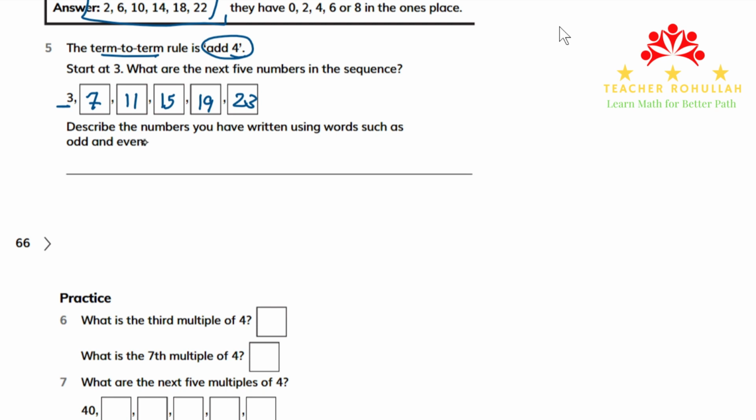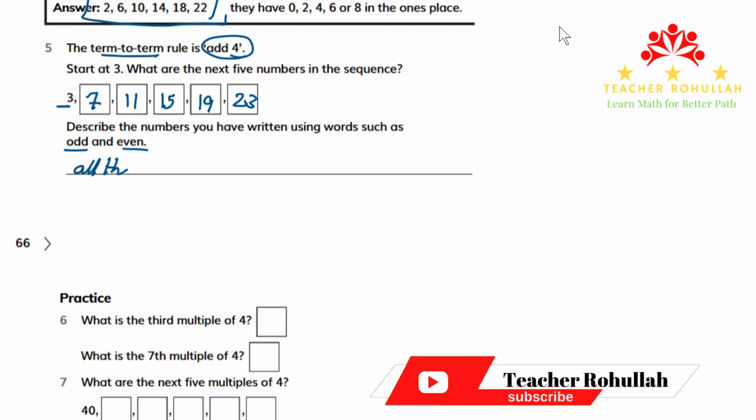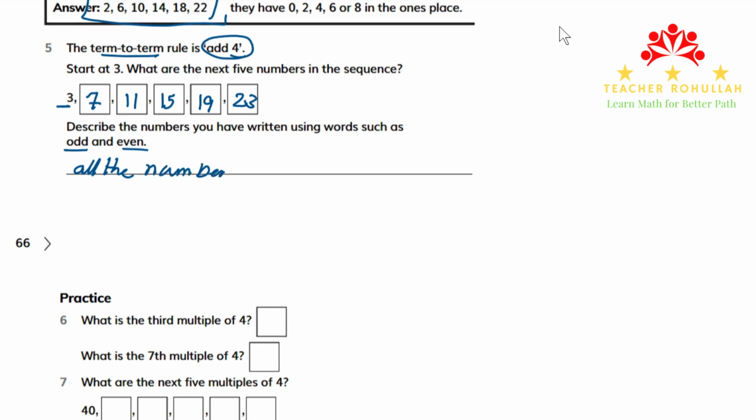Again, it's asking us to describe the numbers you have written using words such as odd and even. You know about odd numbers, and you know about even numbers also. So we can say that all the numbers in this sequence are odd numbers. Well, question 5 is also solved. Let me scroll down to move to question number 6.